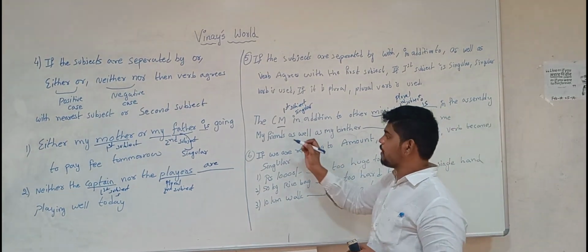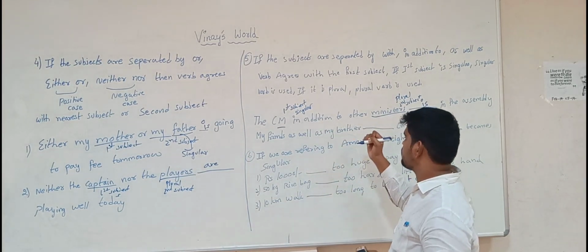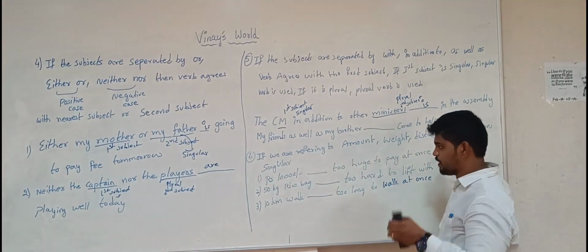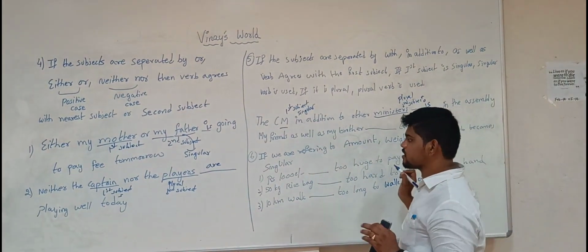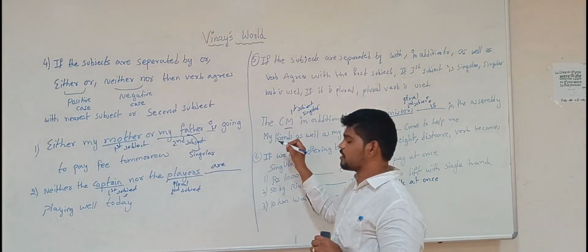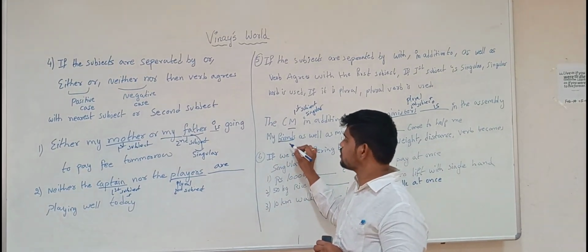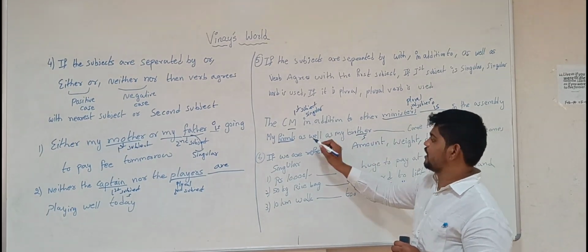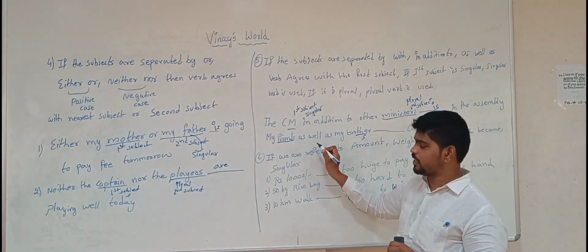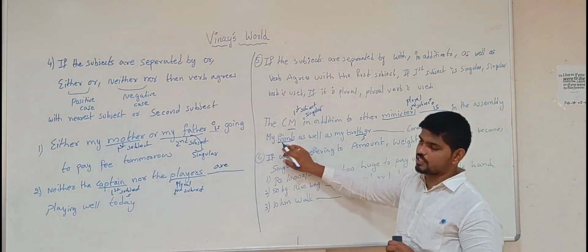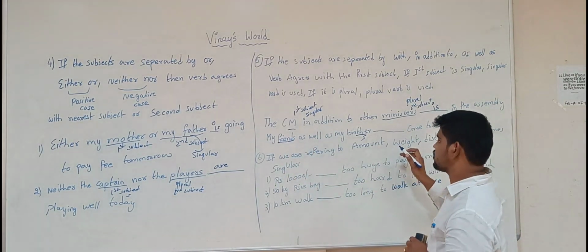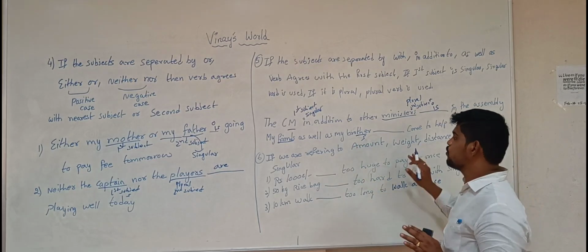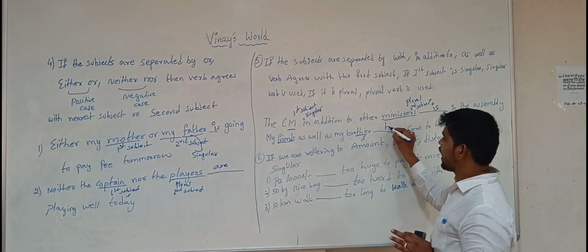For example, my friends as well as my brother dash come to help me. If you identify the first subject, the subject is plural here and second subject is singular. So whenever you get as well as, you need to depend on first subject. So first subject is plural here, so we should use a plural verb. For example, "have".